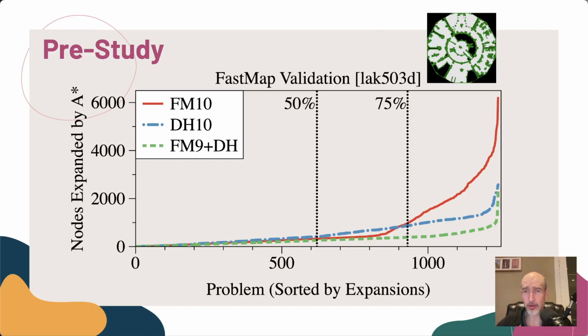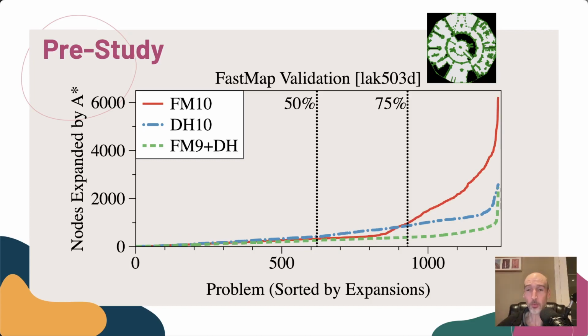And so if we look here at the median performance at the 50% line, this is a set of problems on the map that's shown up there. We've sorted the difficulty from the easiest to the hardest for each of these algorithms. At the median performance there, the 50% line, we see that FastMap does outperform the differential heuristic. And we actually see on a majority of problems, FastMap does outperform the differential heuristic.